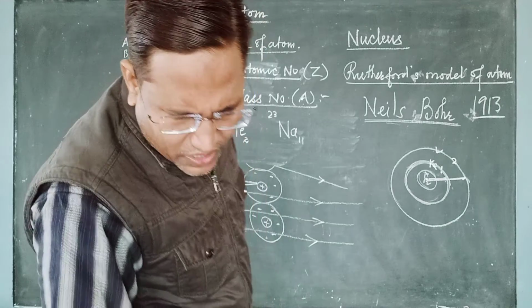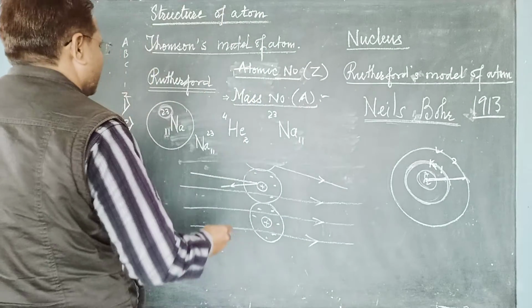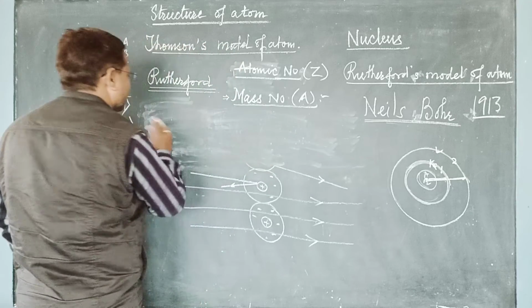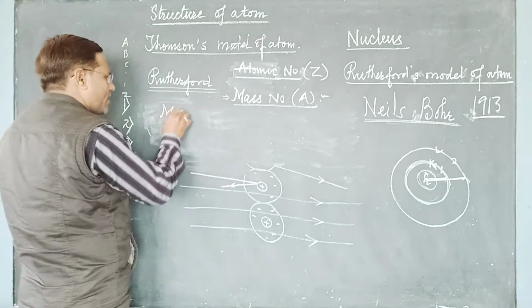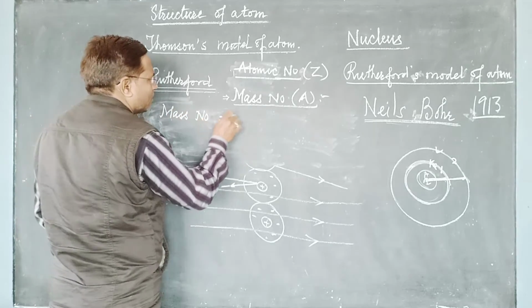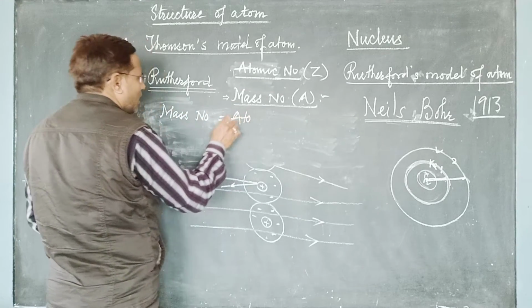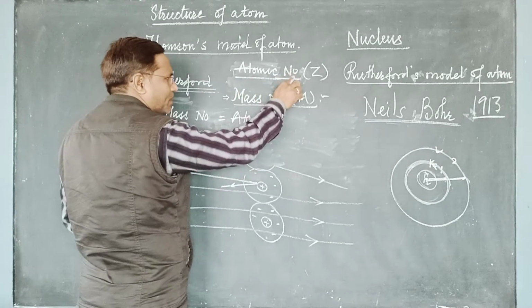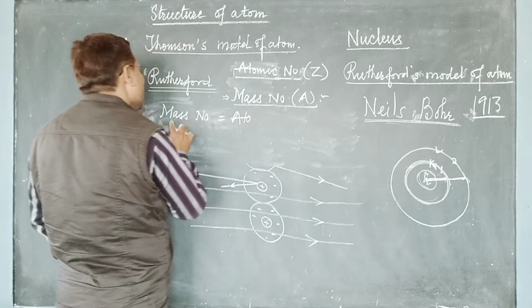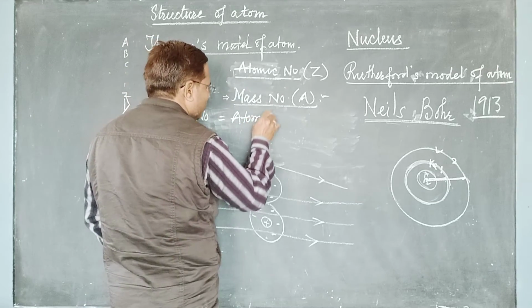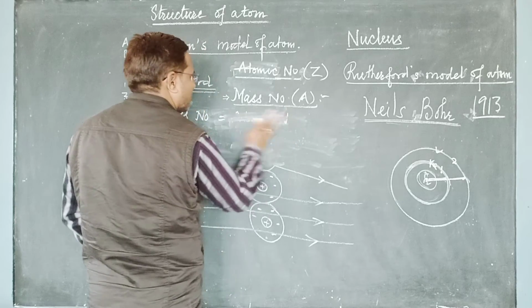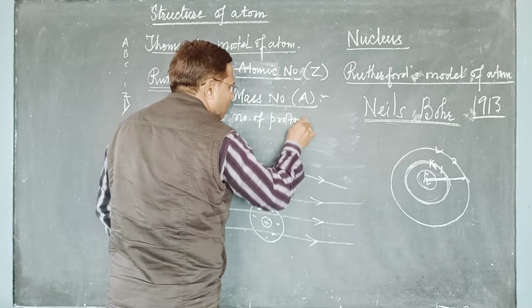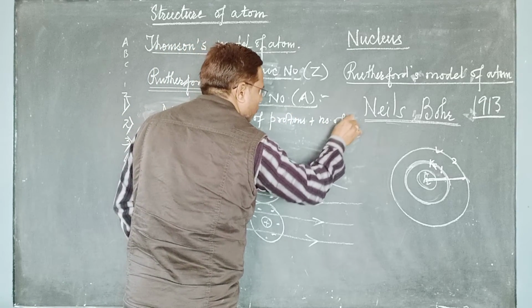Next topic, the relation between mass number and atomic number. See here, just now I told you mass number is equal to... Acha, one thing more. Mass number is also known as atomic mass. So mass number, definition I told you, is equal to number of protons plus number of neutrons.